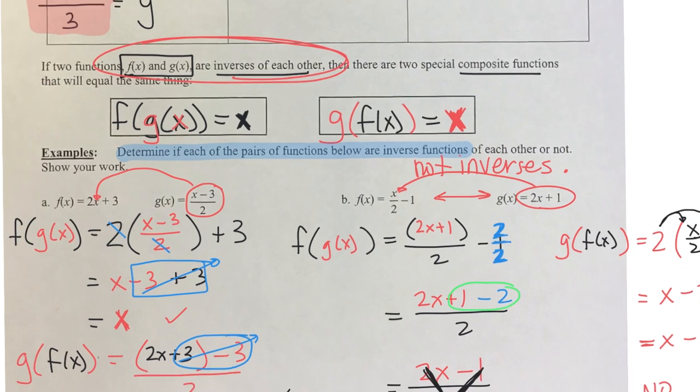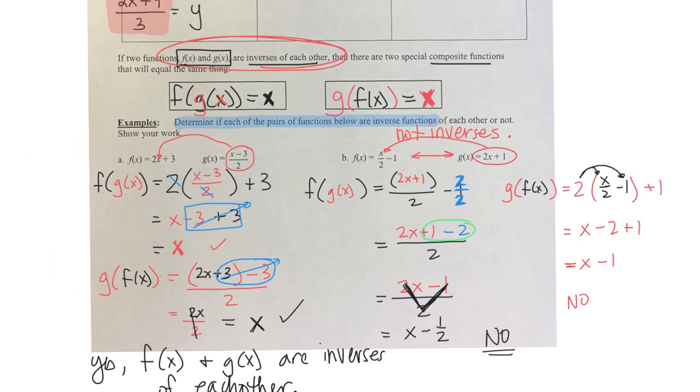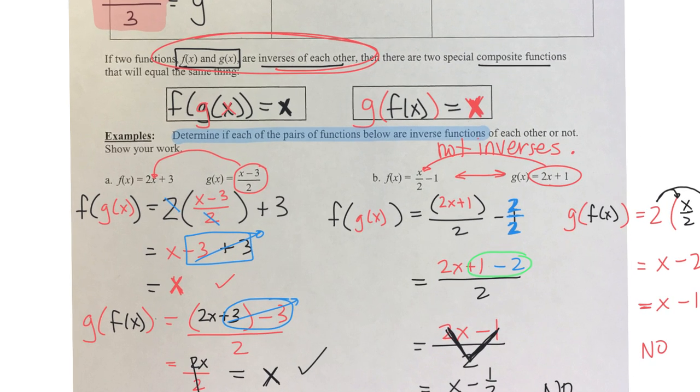So that's our test. If two functions are inverses, then when you compose them, your answer is just x. And if it's anything other than just x and you did the algebra right, that means those functions are not inverses of each other.